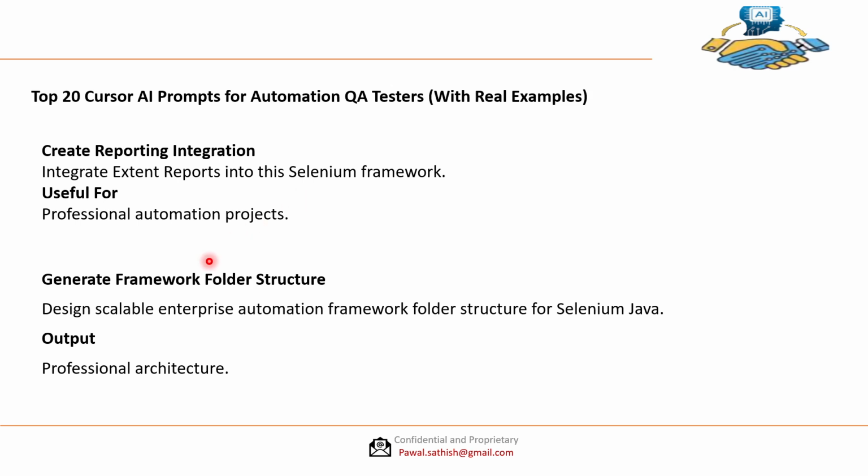And last, we'll see if we need to generate the framework folder structure. Then we'll simply give the prompt like "design scalable enterprise automation framework folder structure for Selenium Java TestNG." It is helpful if we are using an enterprise application, a web-based application or any other application. Okay, so those are all the top 20 Cursor AI prompts every automation QA should know.